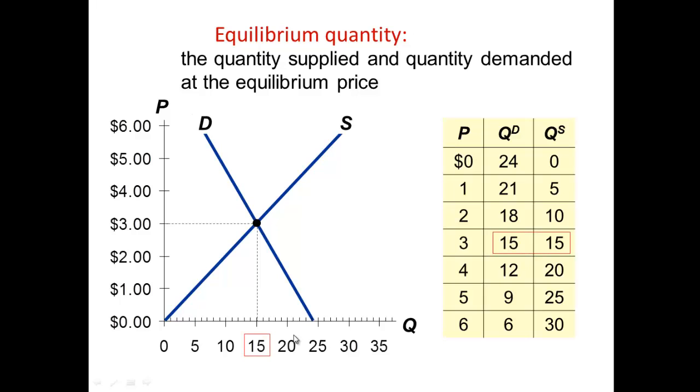Now, I will also tell you this. This applies whether we're talking about individual demand and supply, or market demand and supply. So whether it's individuals or the market overall, there's always going to be an equilibrium point, which is associated with an equilibrium price and an equilibrium quantity.